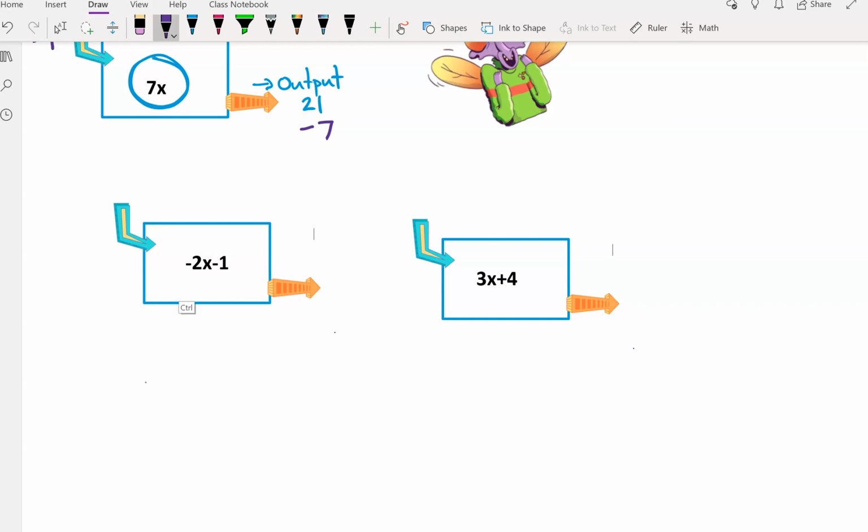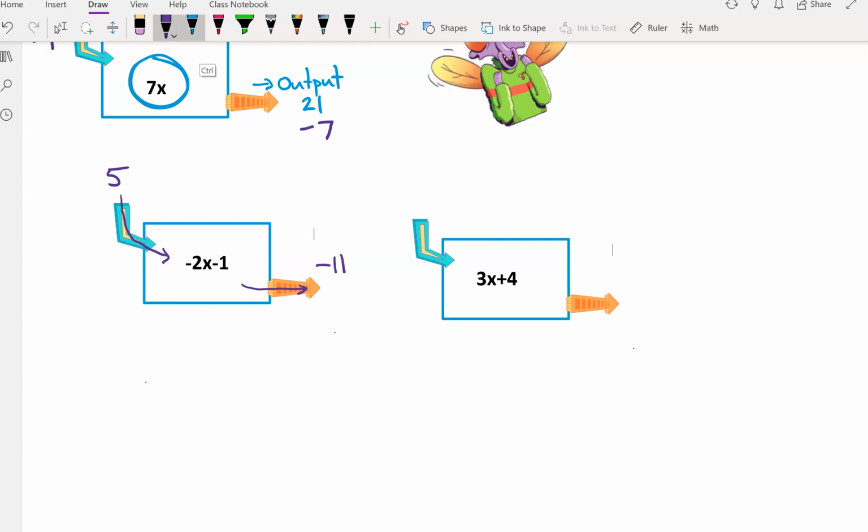Here's another one. The rule is -2x minus 1. So if my input was 5, that 5 is going to drop into my machine. It's going to get multiplied by a -2. That makes a -10. We're going to subtract one more, and then out is going to shoot the number -11.